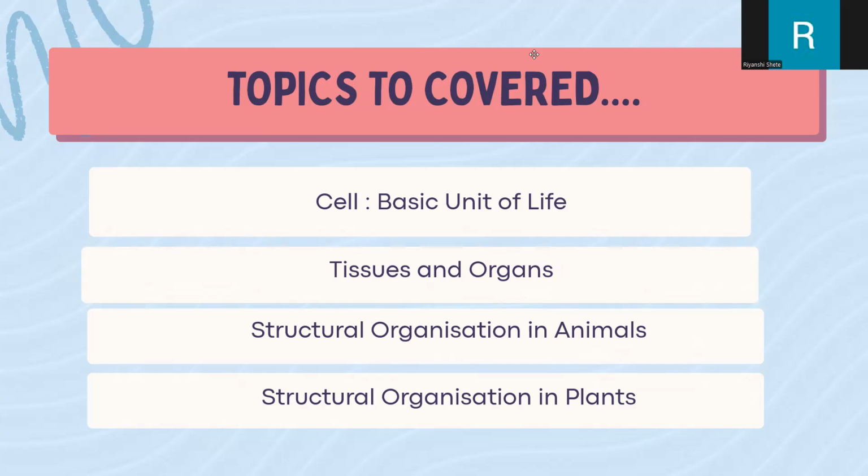So in this chapter, we are going to cover four important topics under the structural organization in plants and animals. That is the cell, the basic unit of life, tissues and organs, structural organization in animals, and structural organization in plants.